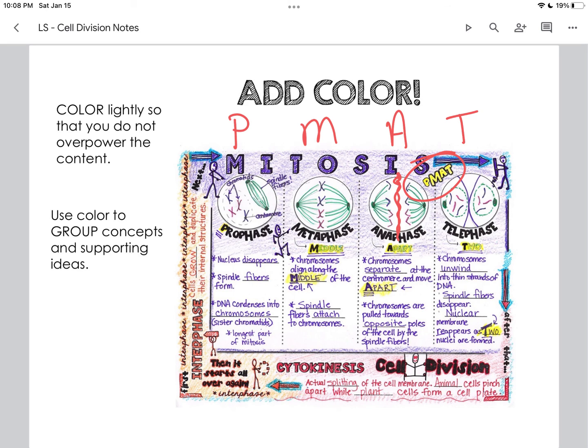Okay, and then down at the bottom, we have this term cytokinesis. So there's a lot of terms that maybe you're not familiar with that we've been talking about. But cytokinesis is where it is going to create the cell membrane and divide into these 2 cells. And then it goes all the way back and it starts all over again. And that is why it's called a cell cycle.